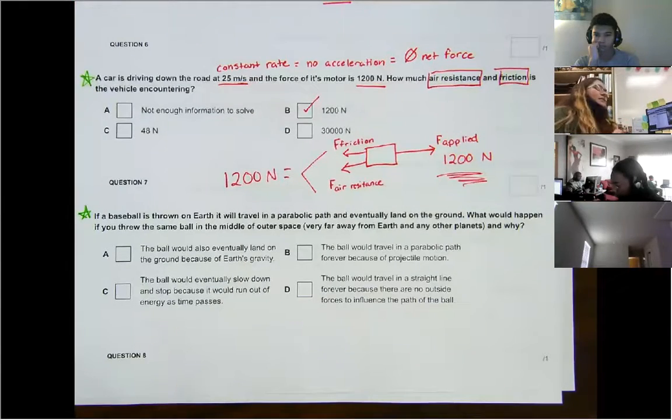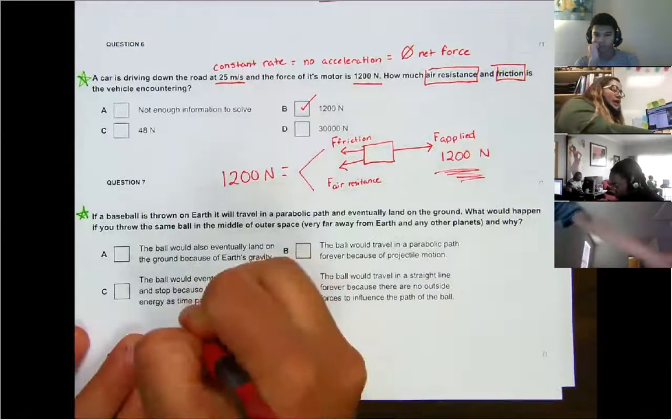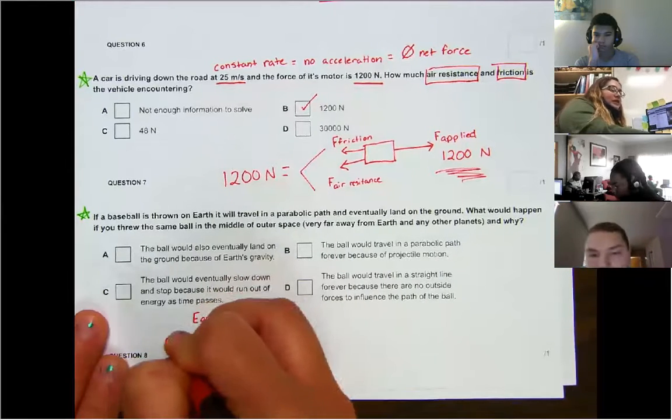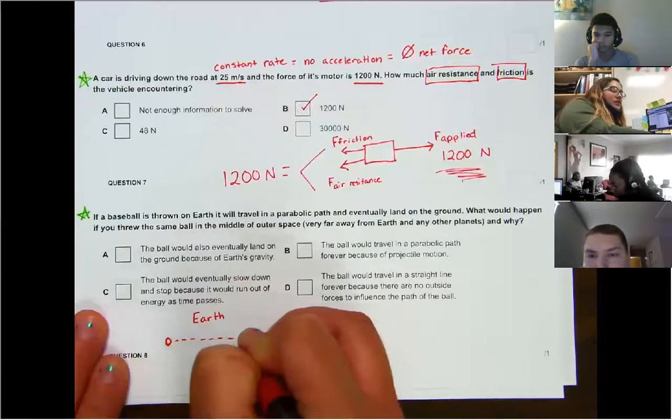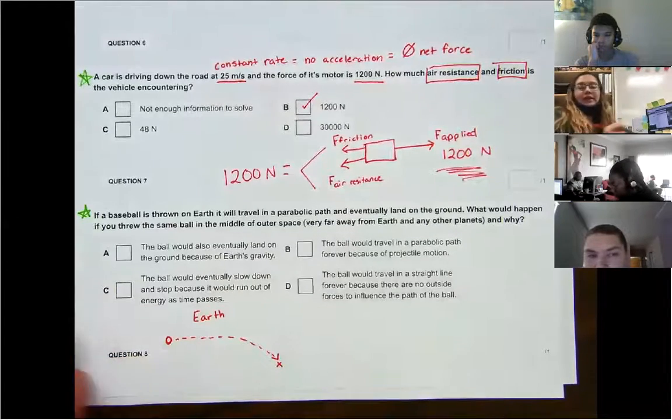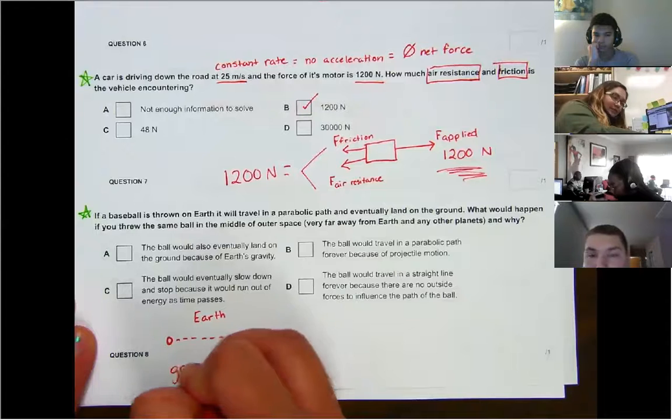All right, the next one. If a baseball is thrown on Earth, it will travel in a parabolic path and eventually land on the ground. So let's draw out what that looks like. On Earth, you throw a baseball, it's going to go forward, but eventually it's going to fall down to the ground. And that happens because of gravity.